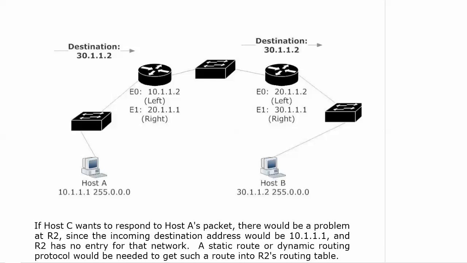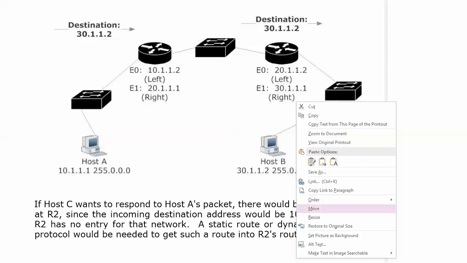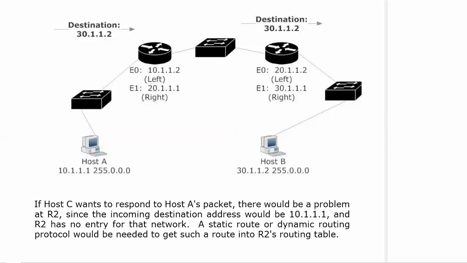Now, something to watch here, and I want to introduce this to you. It's a very important troubleshooting tip. Just because A can reach B doesn't mean that B can reach A. I see this as host C will respond to host A. I'll change that and make it host B. But if host B wants to respond to host A's packet, there's going to be a problem at router 2.